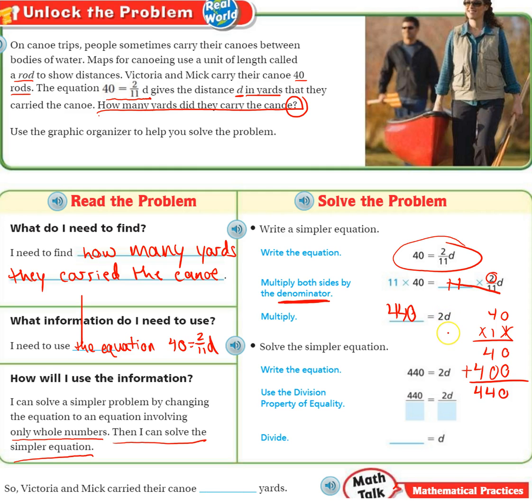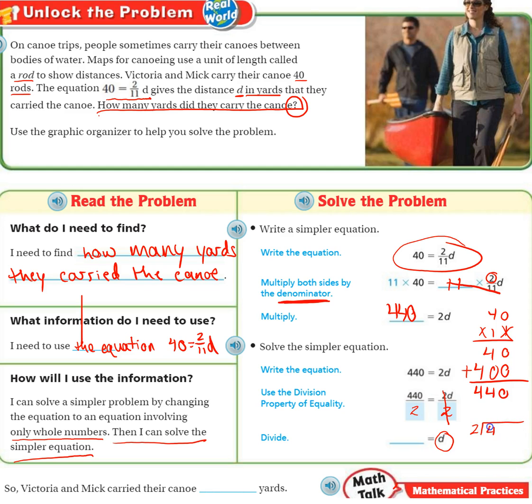This is multiplication, so I need to divide both sides to get rid of that 2, because our ultimate goal, remember, our ultimate goal is always to get a variable on one side and a number on the other. So we got to get this variable by itself. So 2d is multiplication. The opposite of multiplication is division. So I divide both sides by 2. That gets rid of the 2 on this side, leaving me with just d. And then on this side, I now need to do that math.